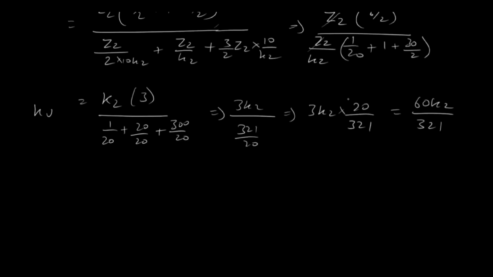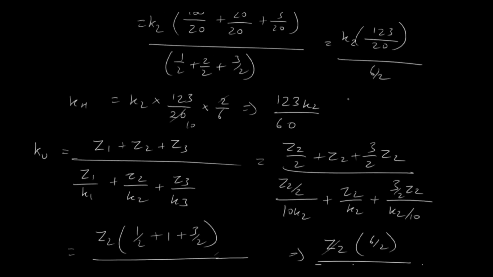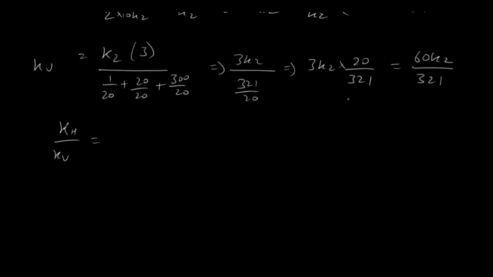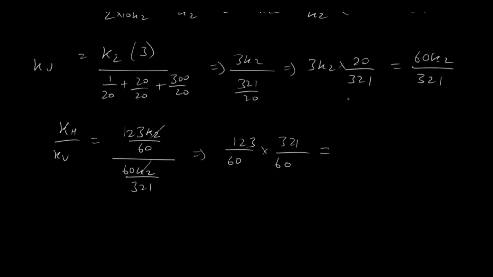Now for calculating the ratio of horizontal permeability with respect to vertical permeability, KH by KV equal to, so we got KH as 123K2 by 60 and KV as 60K2 by 321. So it will be equal to 123 by 60. We can also cancel K2 K2 here, into 321 divided by 60. 123 into 321 divided by 60 into 60, which gives 10.9675 is the right answer.